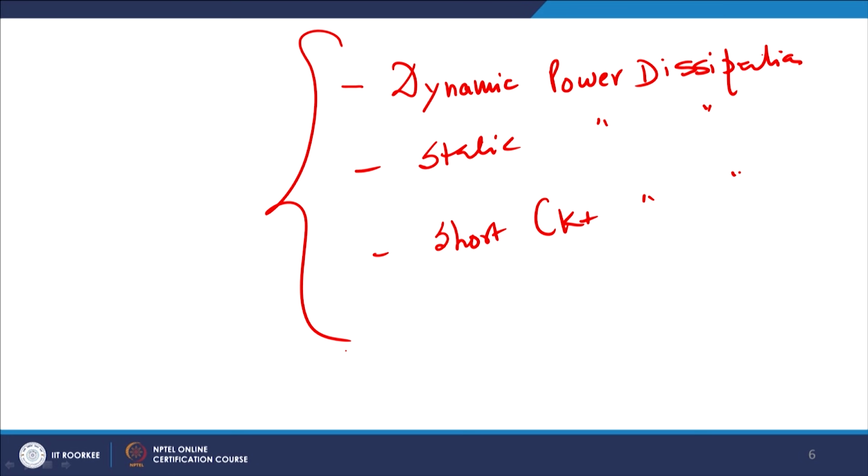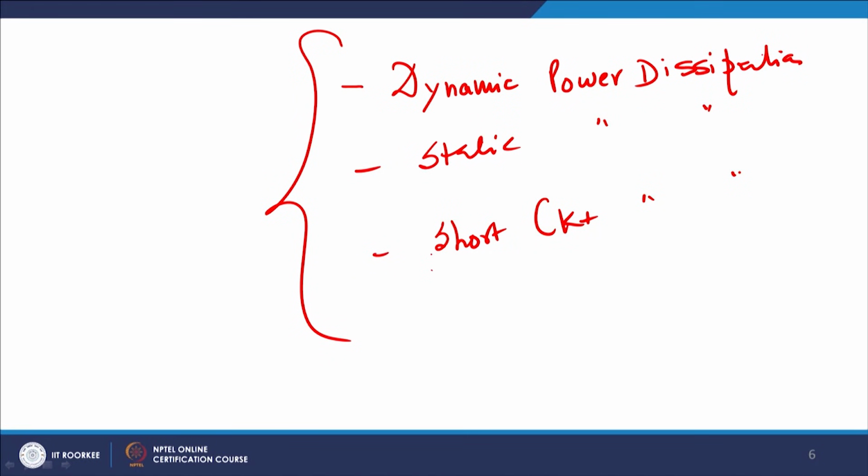Dynamic, as the name suggests, is when the inverter is actually switching between 0 and 1 and so forth. That we define as the dynamic power dissipation, where the inverter is switching between 1 and 0, right. Here the active role of the load capacitor and the resistance offered by the NMOS and PMOS will come into picture.